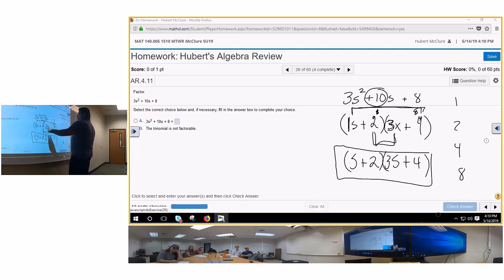8 times 1 and 6, that's 14 or 2. That won't give me a 10. So that one, 8 and 1, doesn't work. So I put a 2 here and a 4 here. Well, outside and inside, 4 and 6 will give me a 10. So that's what I went with, 2 and 4. I went with 2 and 4.